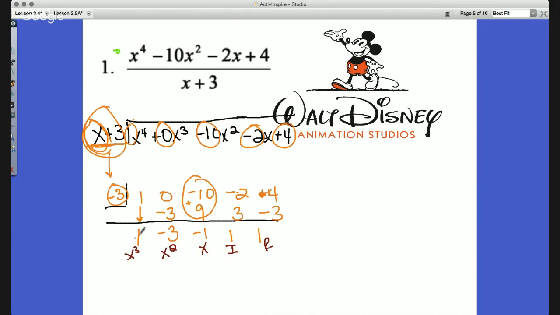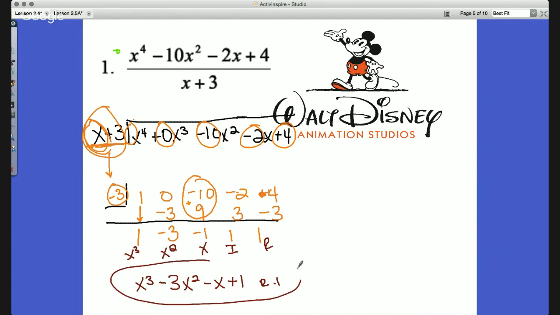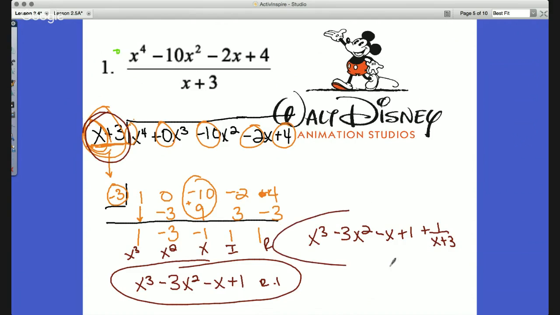So I can write it this way: 1x cubed, or just x cubed, minus 3x squared, minus 1x, or just minus x, plus 1, remainder of 1. Okay, you could write it that way, or you could write it x to the third minus 3x squared minus x plus 1. This is really the better way. Then plus 1, that's the remainder, all over the x plus 3. Either of those I will take, but that's kind of the idea.